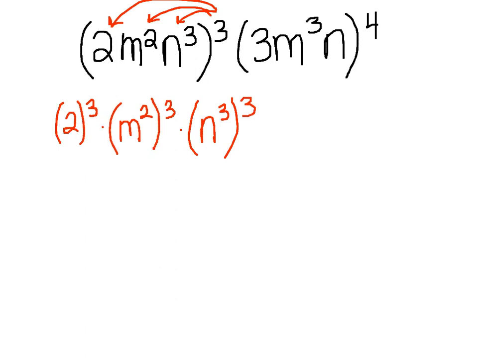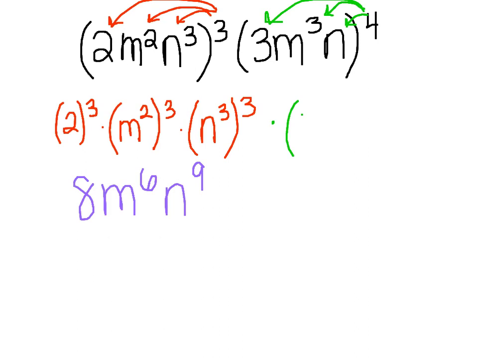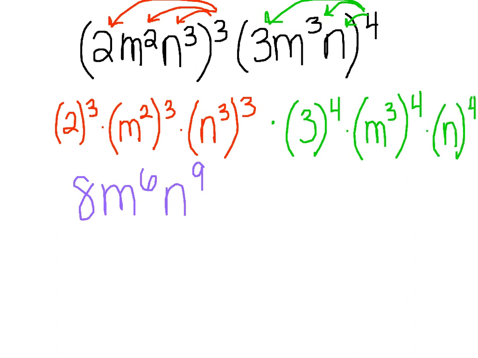Well, let's continue with this for a minute, and we're going to see that 2 to the third is positive 8, m squared to the third is m to the 6th, and n cubed to the third is n to the 9th. All right, moving on to the other side, this is all times, we're going to distribute our power of 4 to each term. So we have 3 to the fourth times m to the third to the fourth times n to the fourth.